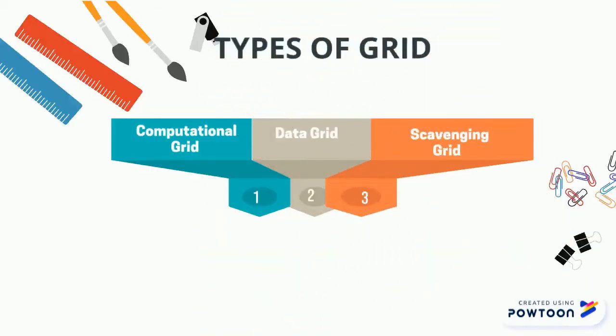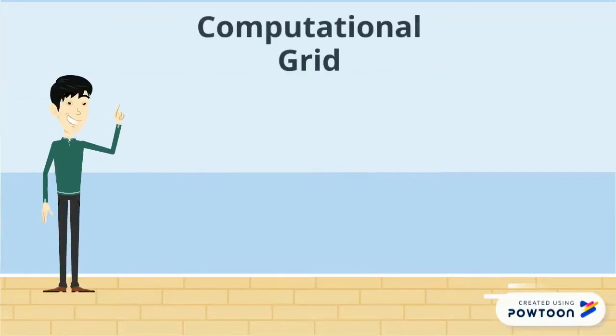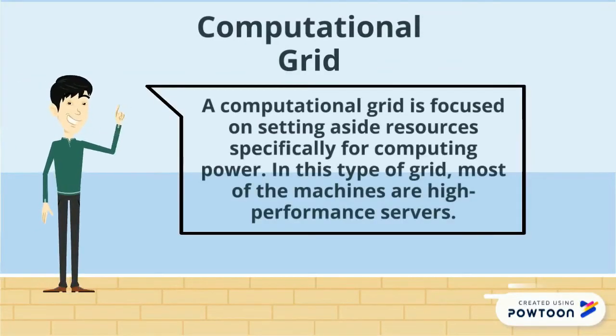Types of grid. There are three types of grid: computational grid, data grid, and scavenging grid. Computational grid. A computational grid is focused on setting aside resources specifically for computing power. In this type of grid, most of the machines are high-performance servers.